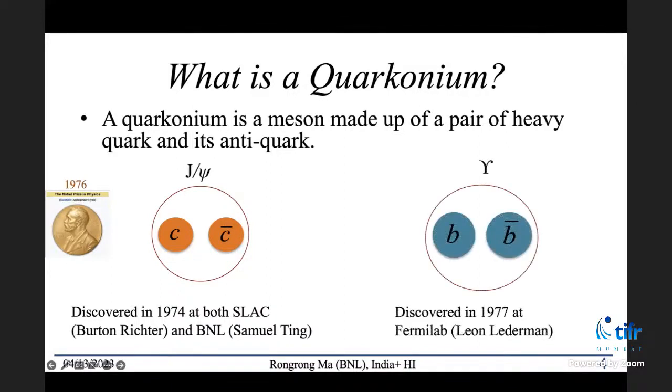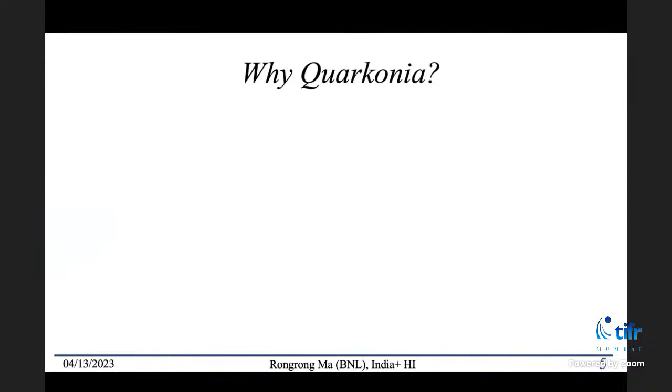Of course, in 1977, the upsilon, which is another type of quarkonium made of a bottom quark and anti-bottom quark, was discovered at Fermilab. So throughout this talk, I will mainly discuss how we use the J/psi and the upsilon to study the properties of the QGP. And the next natural question is, why quarkonium?